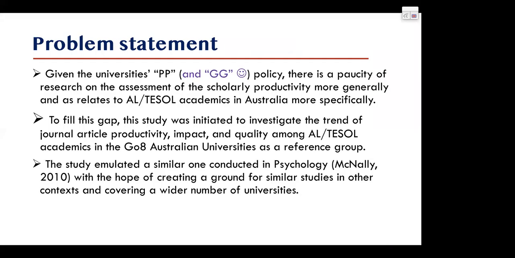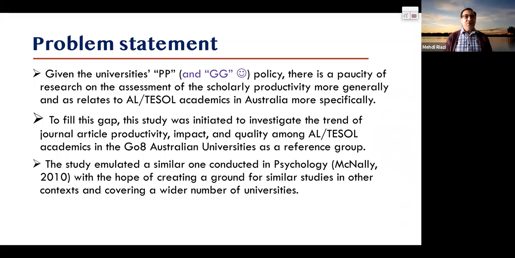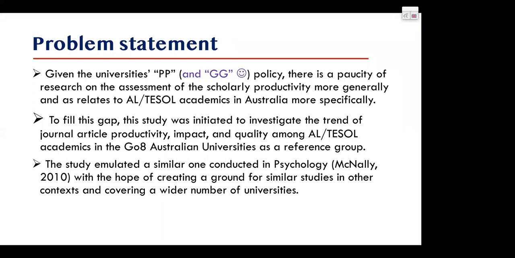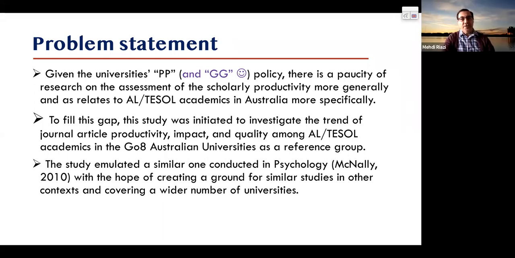So the problem statement: given the university's publish or perish and GG policy, there is a paucity of research on the assessment of scholarly productivity more generally, and as it relates to applied linguistics TESOL academics in Australia more specifically. To fill this gap, this study was initiated to investigate the trend of journal article productivity, impact, and quality among applied linguistics TESOL academics in the Group of 8 Australian universities as a reference group.